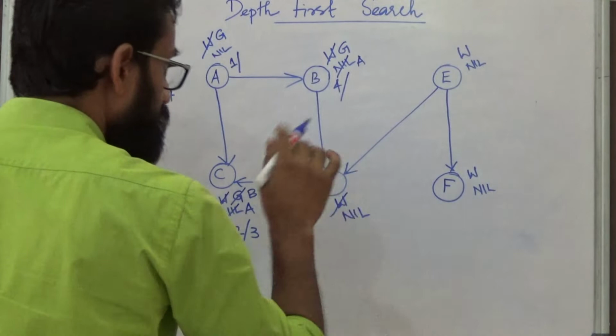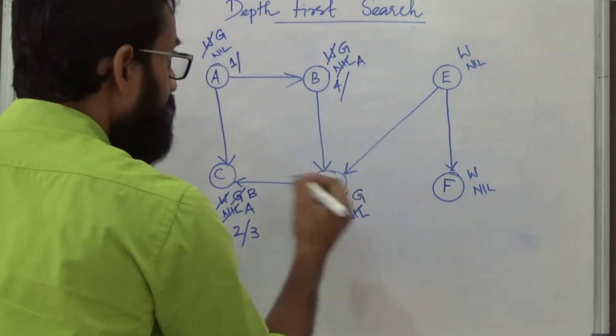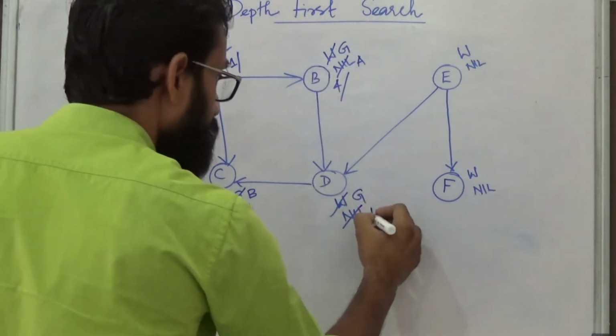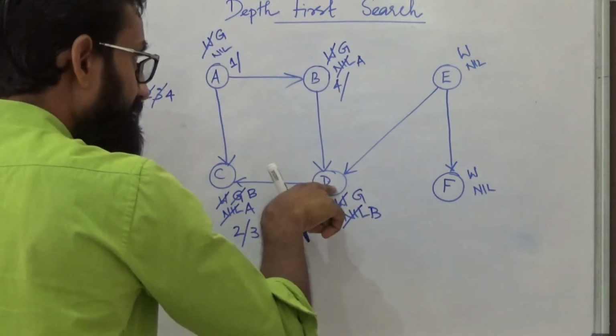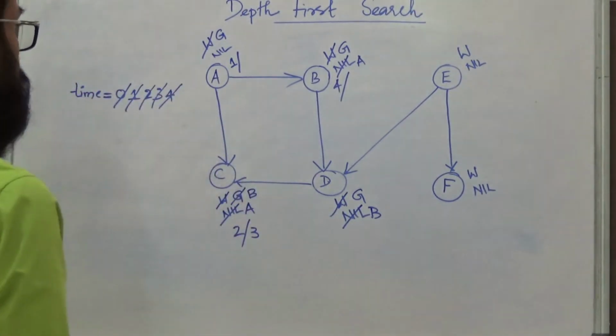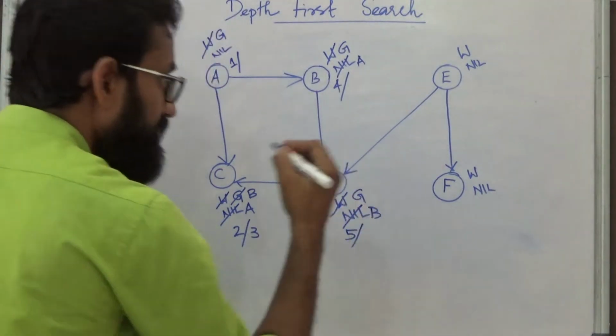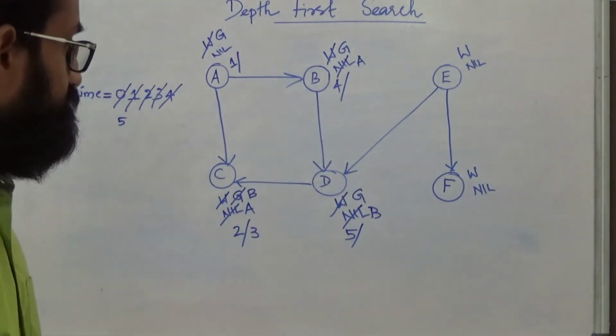So discover D, or go to D. Whenever you discover D, change color to grey. Predecessor will be B because you have reached D from B. Whenever you discover a node, increment time by 1. So time will be 5 and 5 will be set as the discovery time of D.